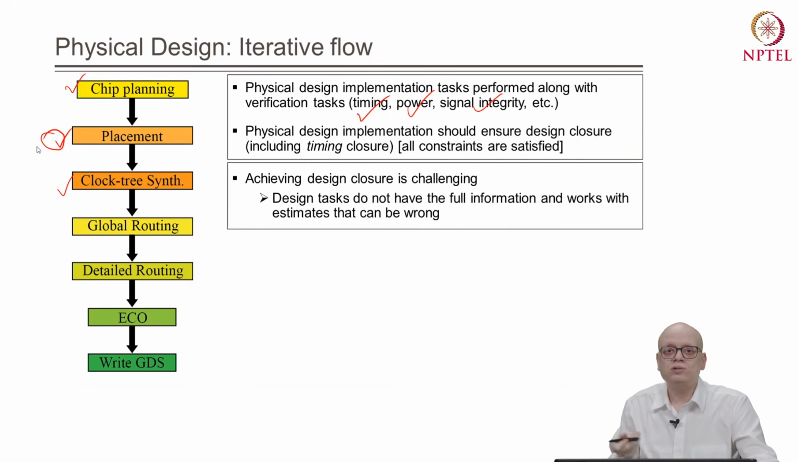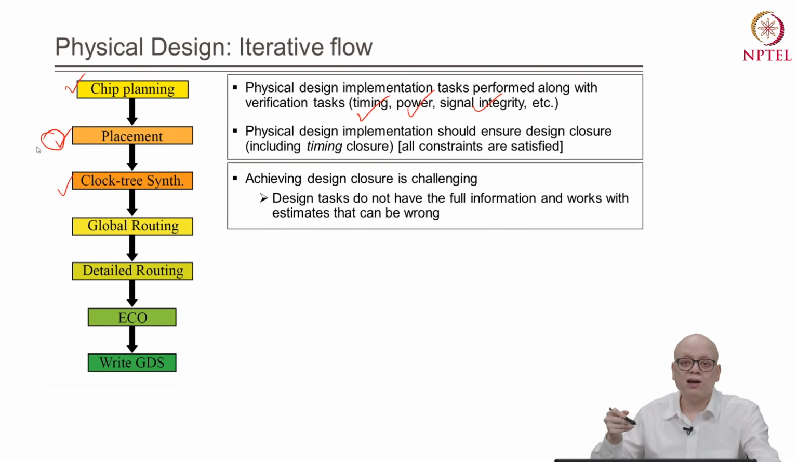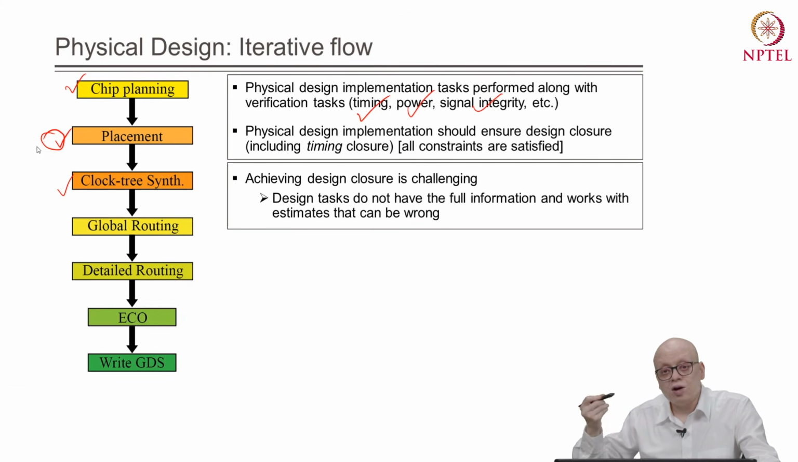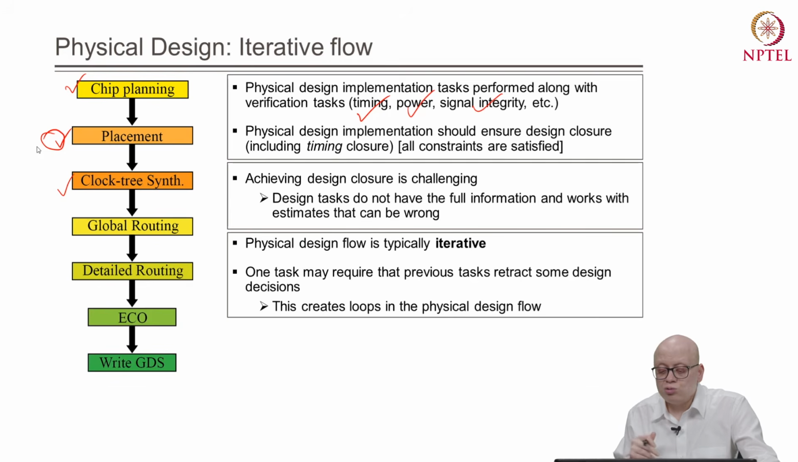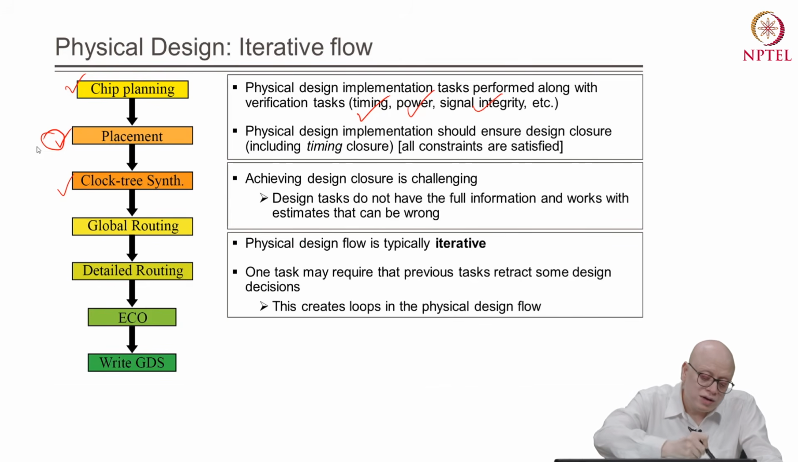It has not yet laid out the wire, right? So those estimates can go wrong, right? Because whatever estimate was made by the placement tool, later when the detailed routing was done, probably that wire got detoured, and the wire length increased by a lot, right? As a result, timing and other things can get screwed up, right? So if that happens, then we need to fix those problems, right? And to fix those problems, we might need to go into the previous steps, right?